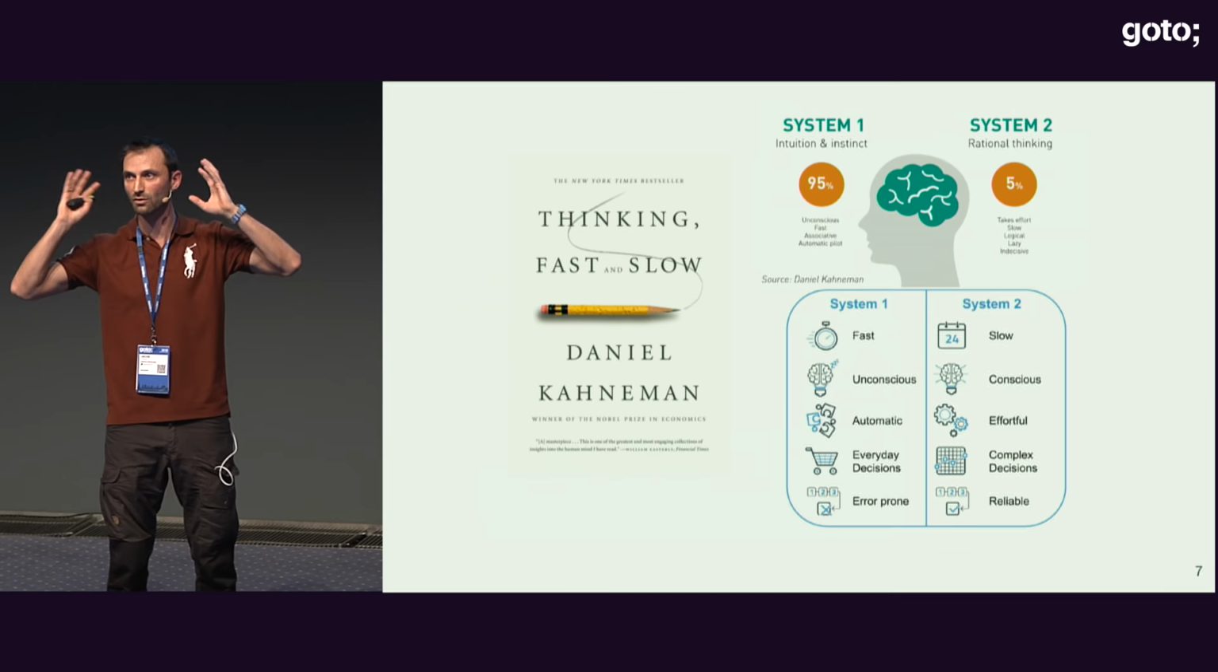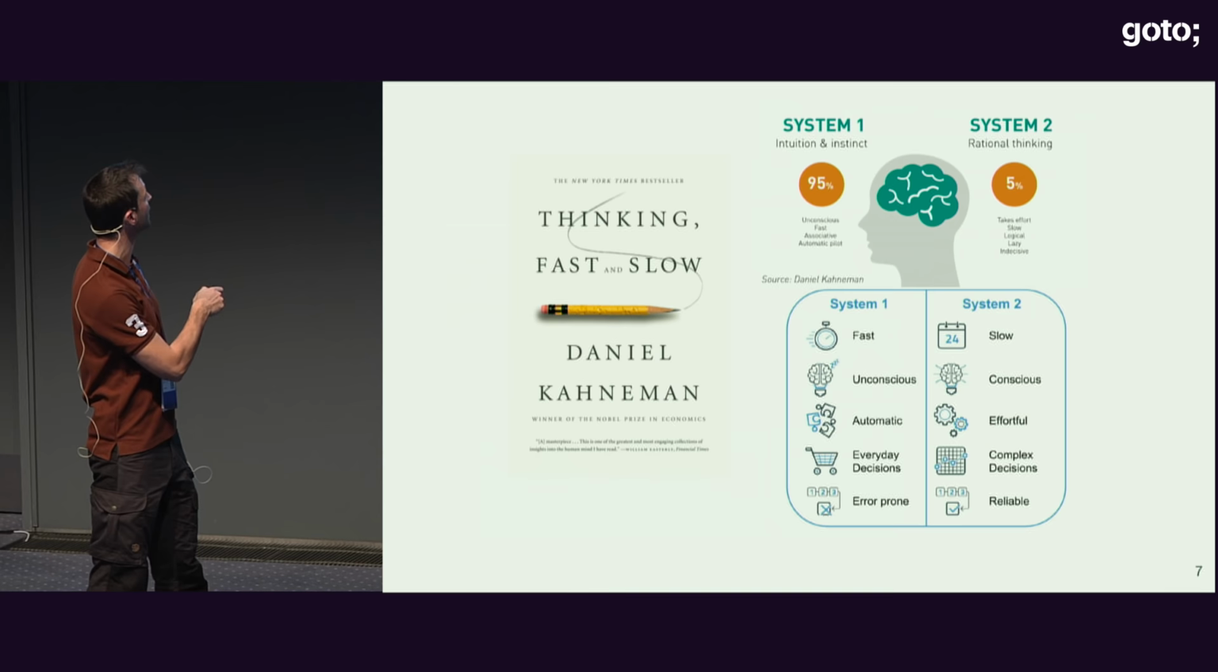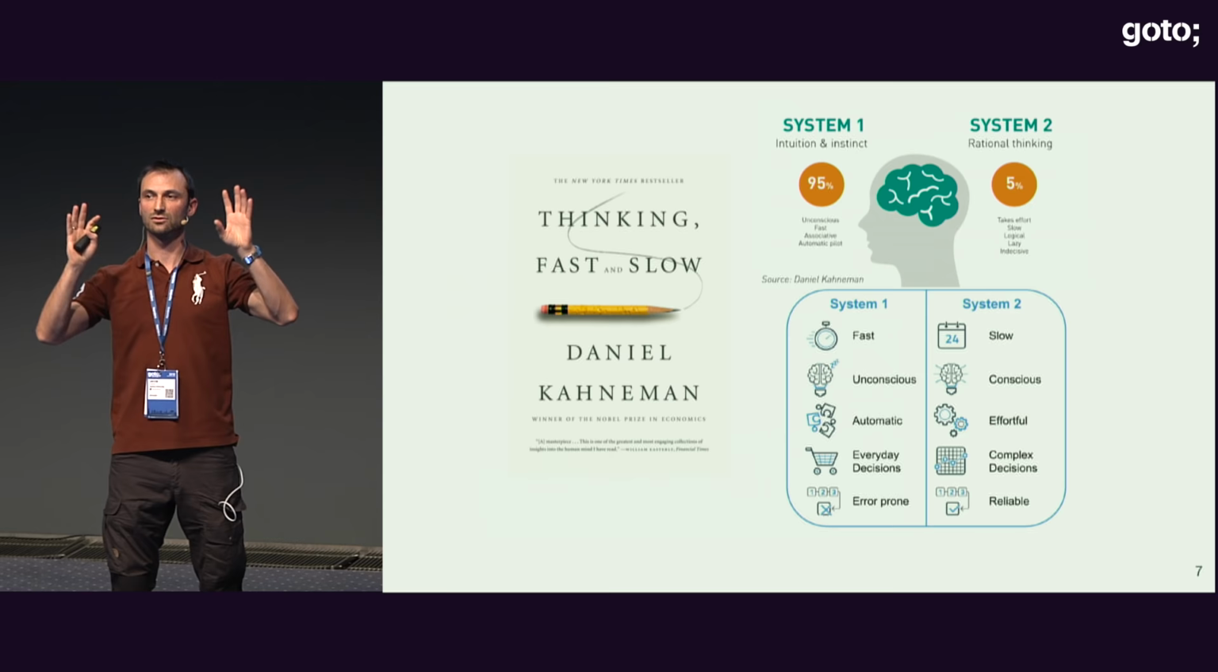And so here's just a brief overview of it. If you want to, you can read this book here that gives an overview of Kahneman, the way he thinks about it. He thinks of the human brain as having, it's not locations, but it has a system one and a system two way of thinking.